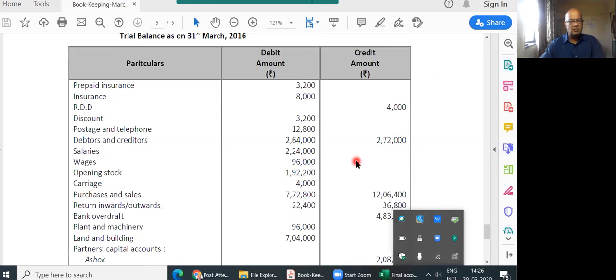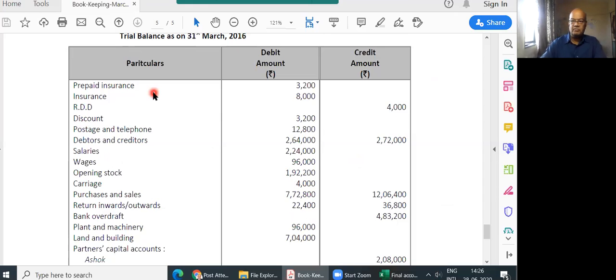Prepaid insurance. You see, prepaid insurance is appearing in the trial balance. So it will directly go in the asset side of the balance sheet. You need not subtract it from insurance. Insurance is an indirect expenditure. It will appear in the debit side of P&L account.